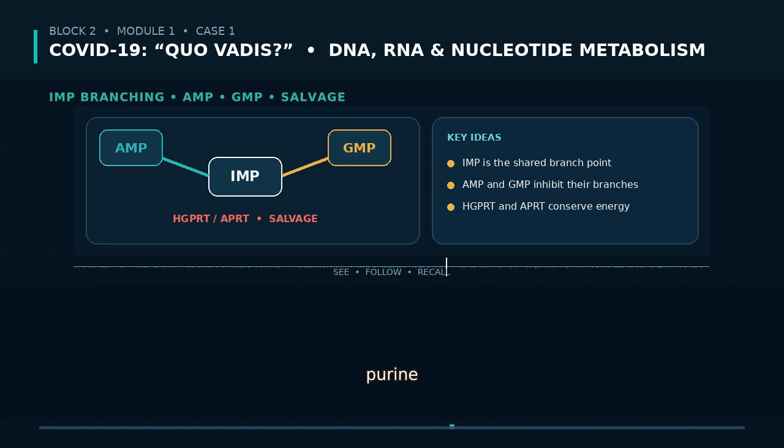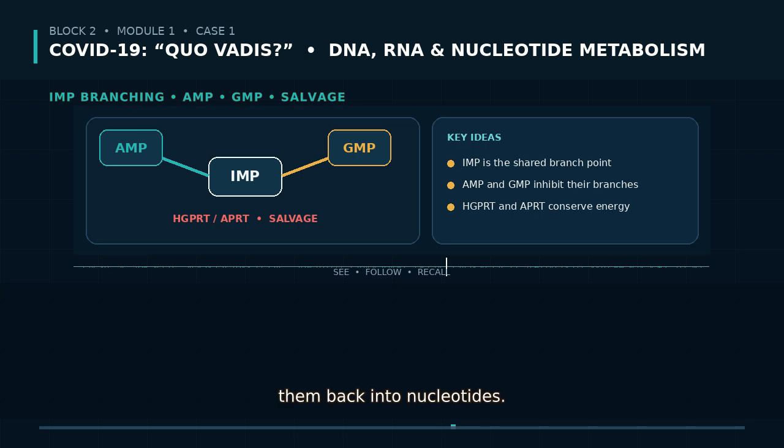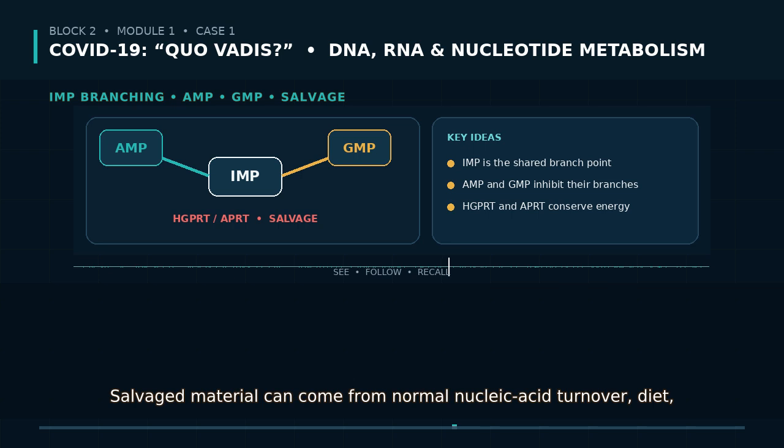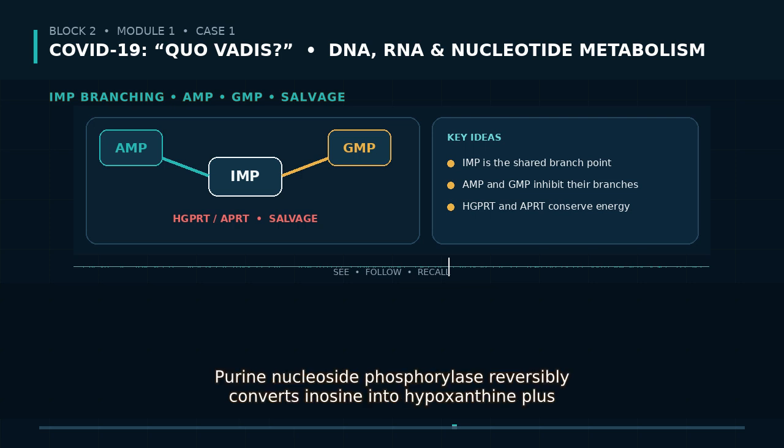The AMP branch is controlled at adenylosuccinate synthetase, which is inhibited by AMP. The GMP branch is controlled at IMP dehydrogenase, which is inhibited by GMP. The notes also list adenylosuccinate and XMP as feedback inhibitors. In salvage, IMP and GMP can competitively inhibit HGPRT, while AMP can inhibit APRT.